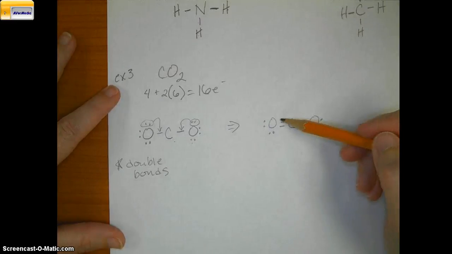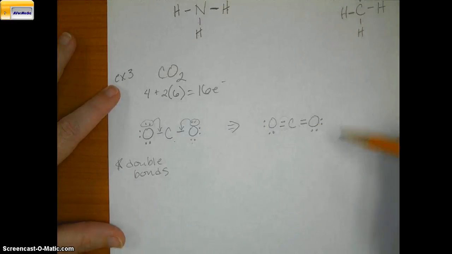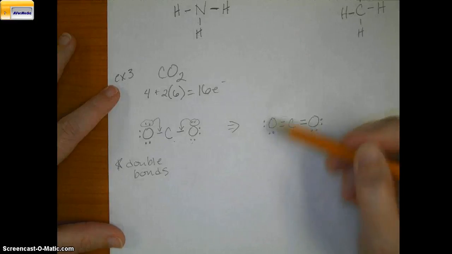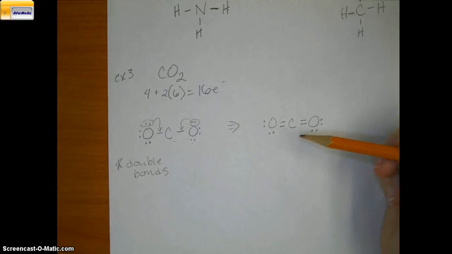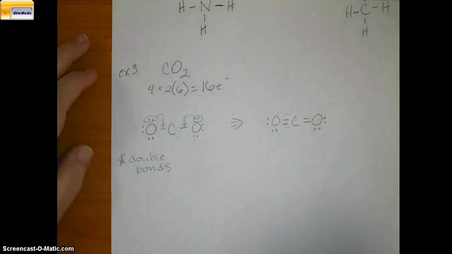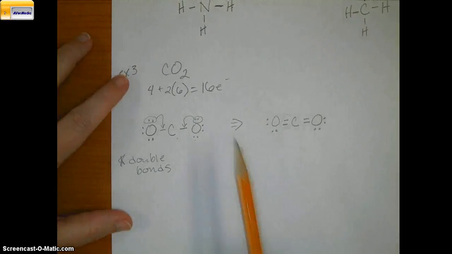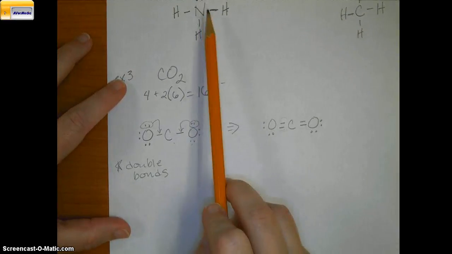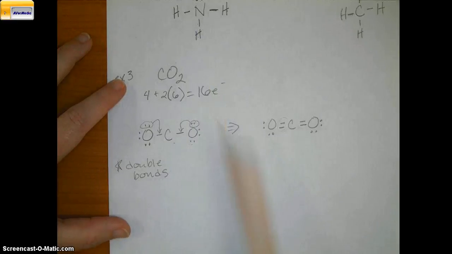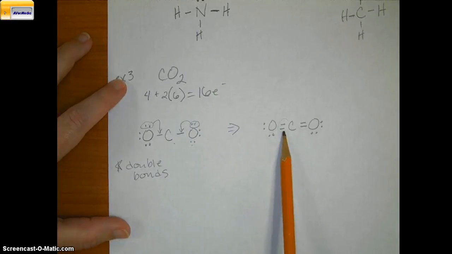So the carbon has 4, 8, right? So 2, 4, 6, 8, those are double bonds. The oxygens still have 8. They didn't lose them. They're just sharing them with the carbon. So now all 3 of our atoms have 8 electrons and our dot structure is complete. So you can see the difference. Up here we use single bonds. That's 2 electrons with 1 dash. Here we did double bonds. That's 4 electrons with 2 dashes.